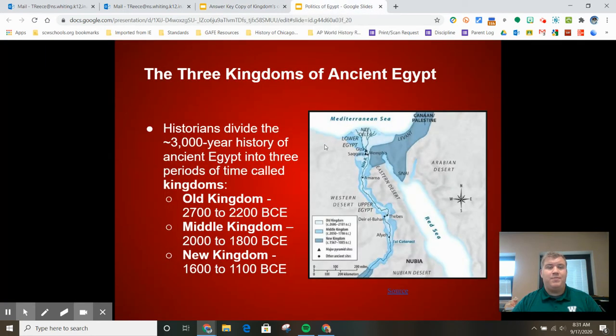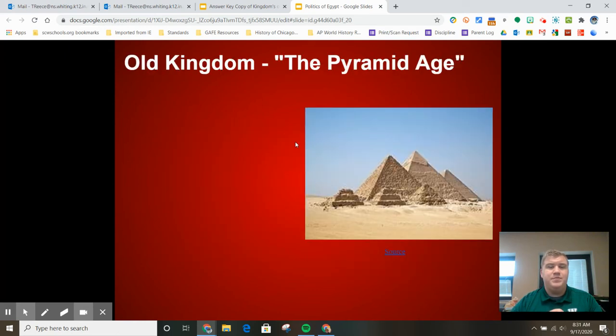All right, so we're going to go back here. I want to tell you the main things that are really important to know about these three kingdoms for each of them, and I'll go through it with you with the graphic organizer as well. All right. So the Old Kingdom is also known as the Pyramid Age. So when you think of Egypt, you always think of the pyramids and the Sphinx and all those different things.